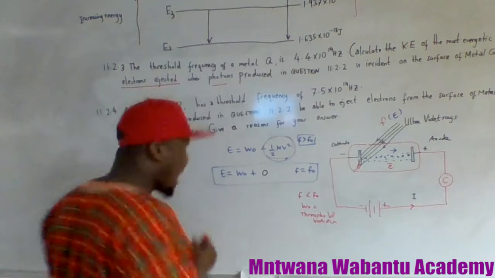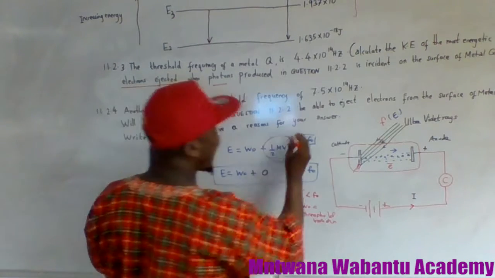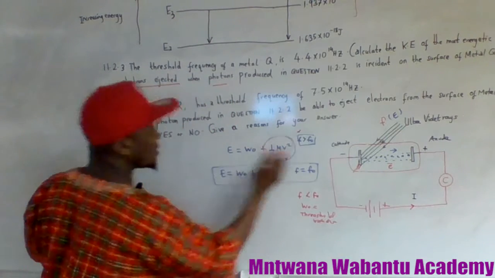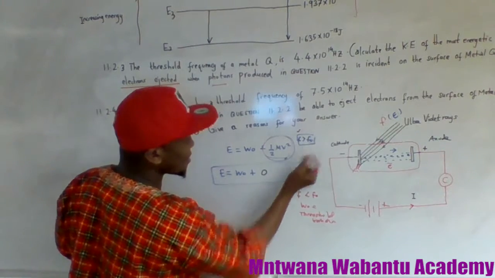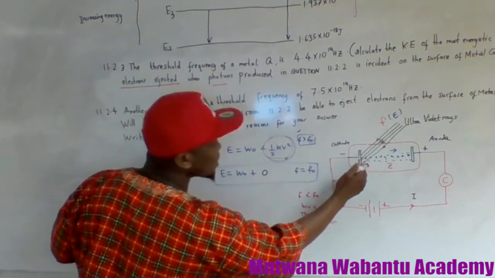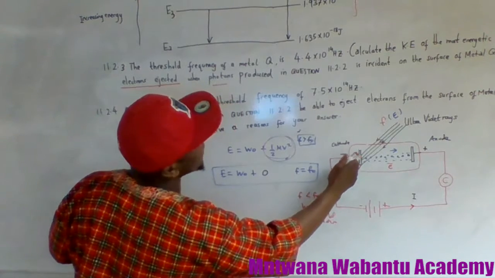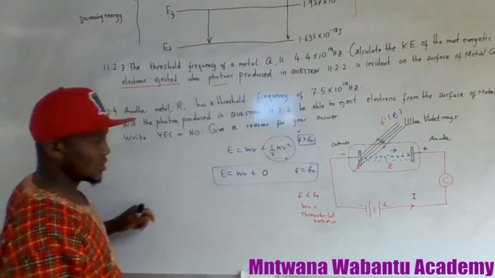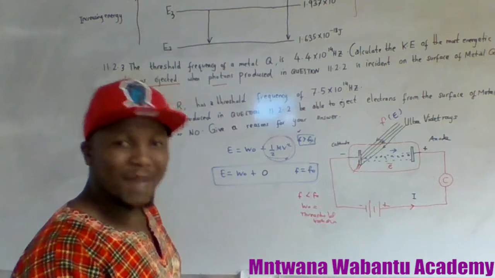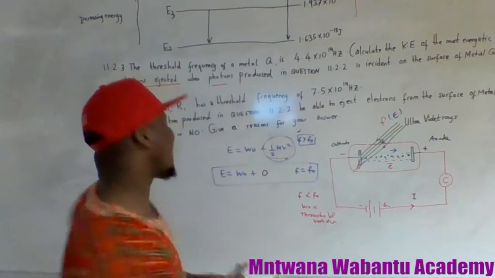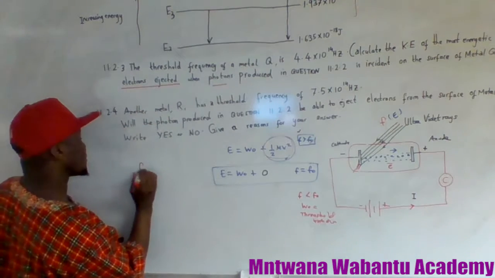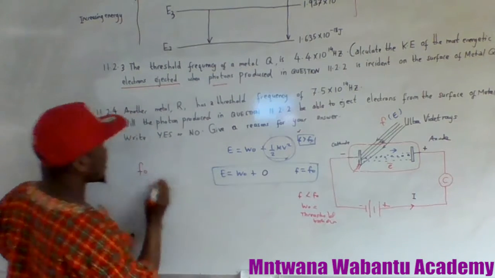Now when the frequency of the light is bigger than the threshold frequency, remember the threshold frequency is the frequency of the metal. You know what I'm saying? When you say threshold frequency, it is the frequency of the metal at the cathode.